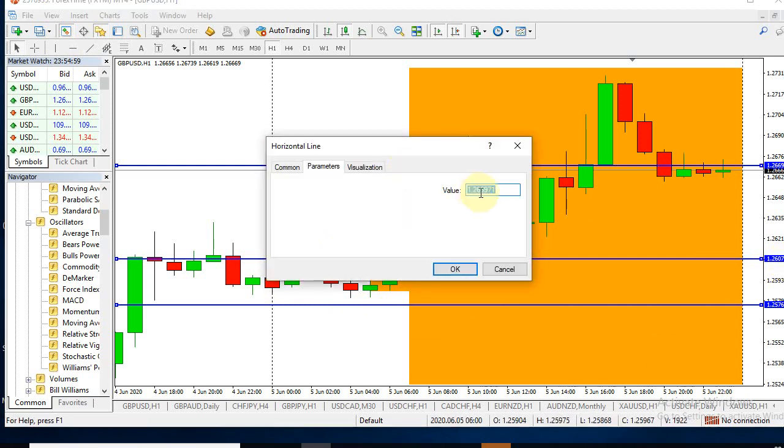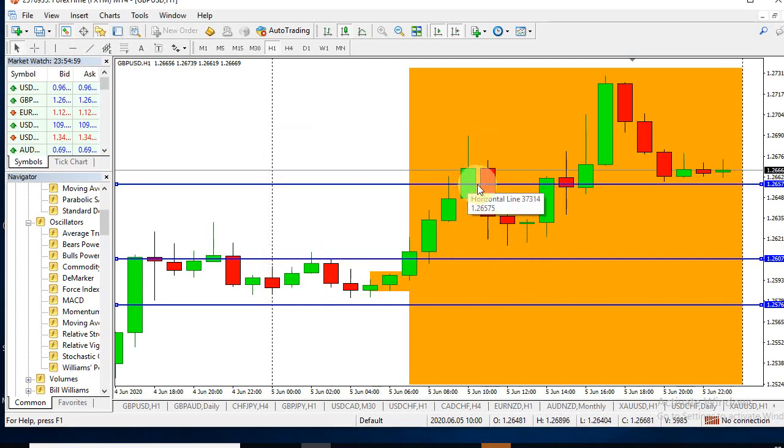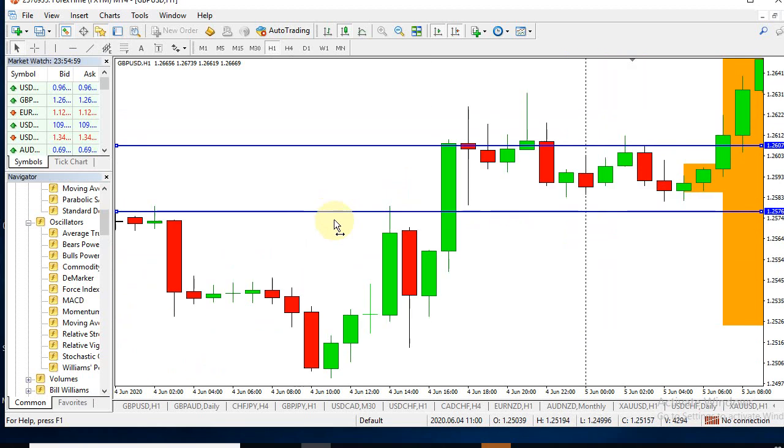Horizontal line, 1.26575. So you have your take profit around here and you are done for the day. But you can set trailing stop, or you can place stop loss at break even at your point of trade entry. Now that's that for 5th of June. Let's look at 4th of June.